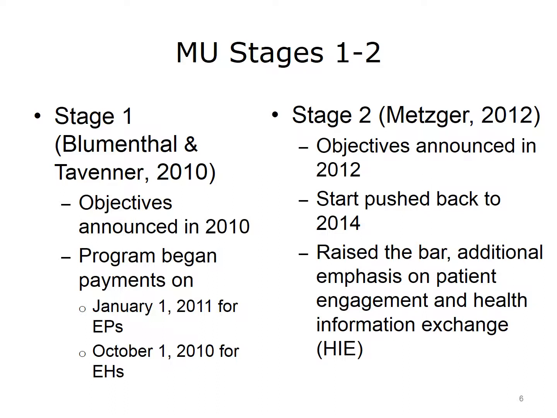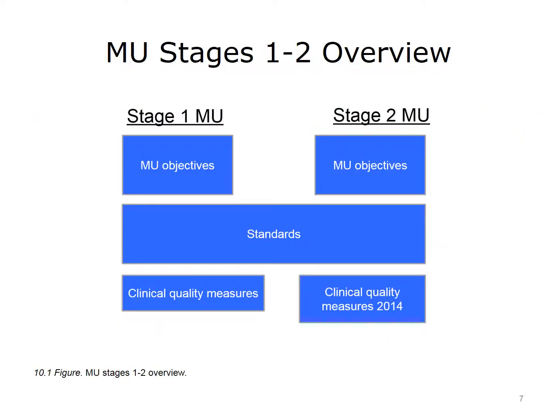The Stage 2 objectives were announced in 2012 and raised the bar on many of the objectives. There was also additional emphasis on patient engagement and health information exchange, or HIE. Here's another way of looking at Stages 1 and 2. Each of these stages had its specific objectives, the standards that needed to be used to achieve those objectives, and the clinical quality measures, both the original CQMs and the 2014 update.